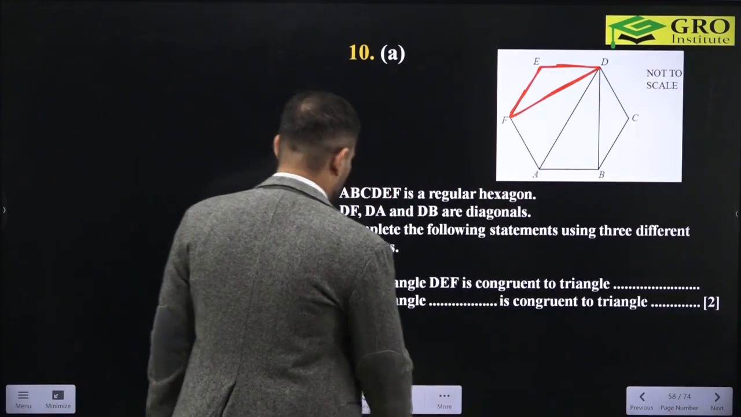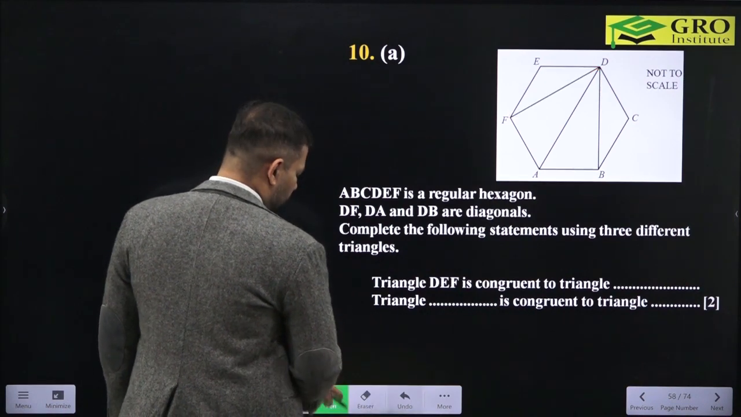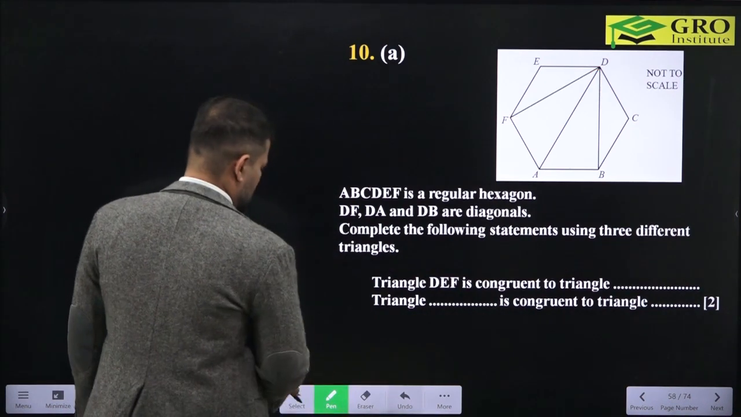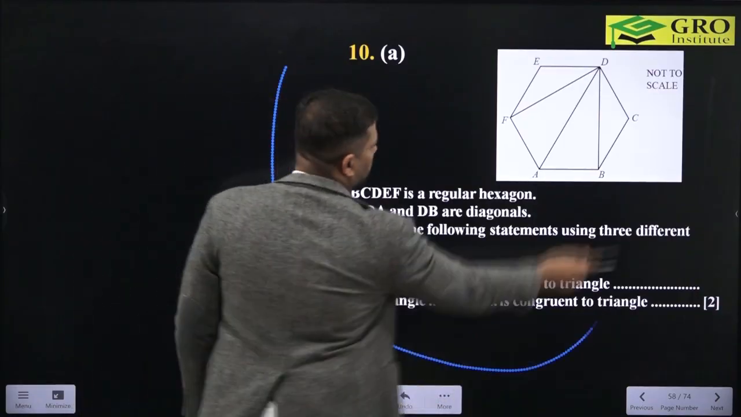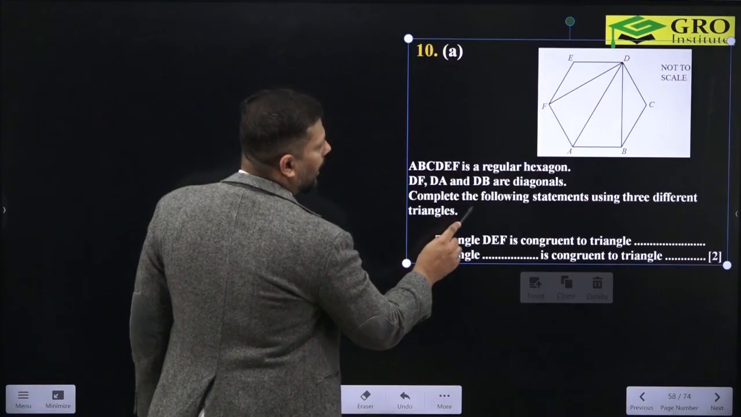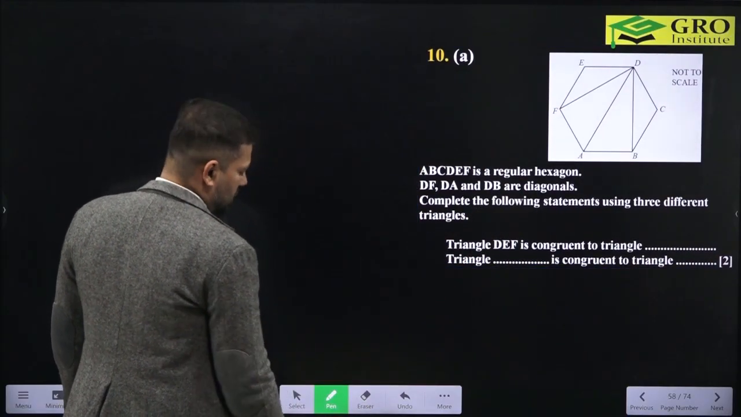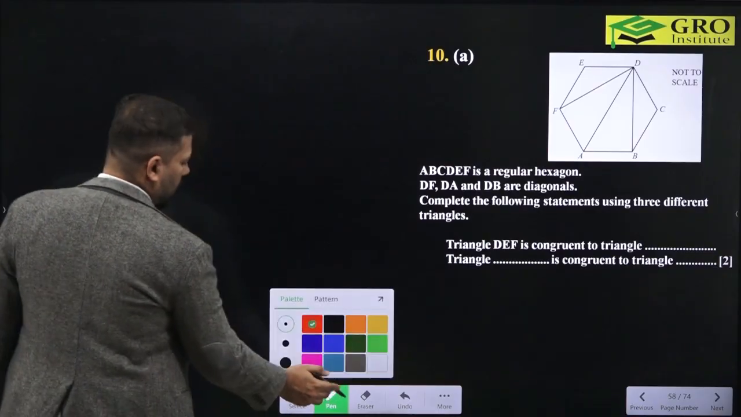Let us figure it out. Let us try to find out the answer for this. If I talk about these two triangles, let us first make some space for our working, and let me explain how come I think that triangle DEF is congruent to triangle DCB. Let us look into those triangles first of all.